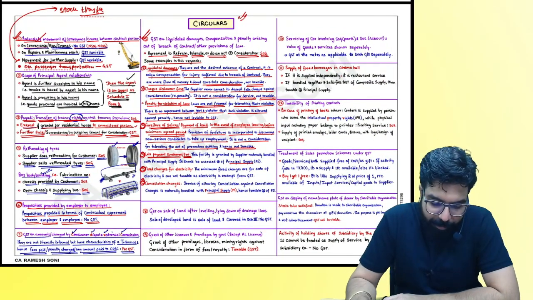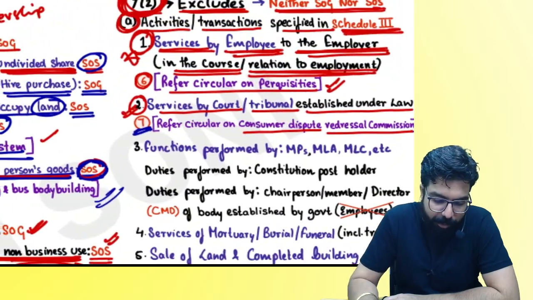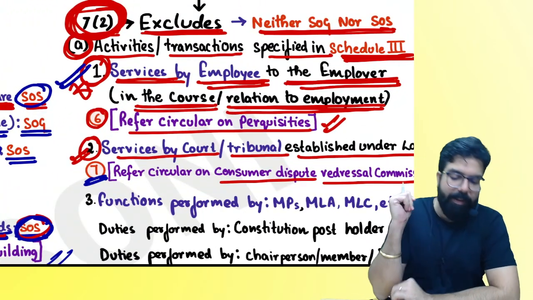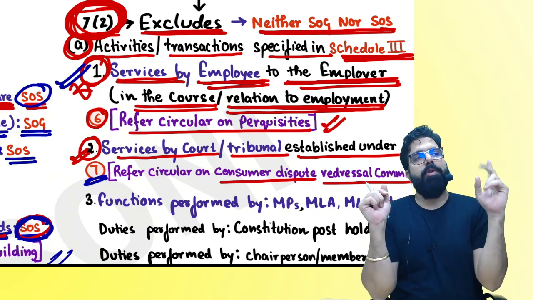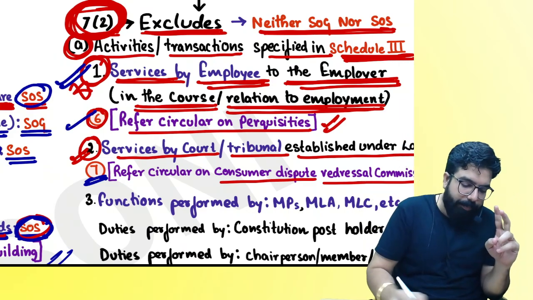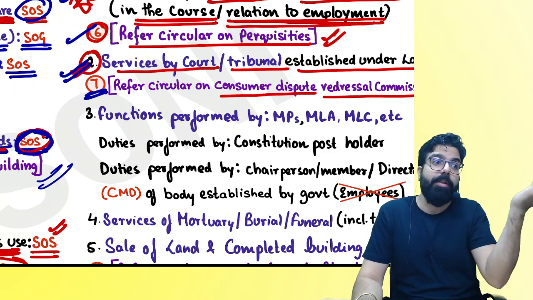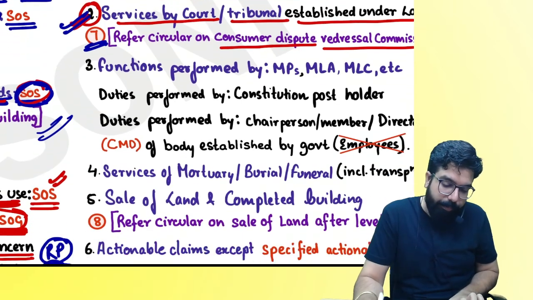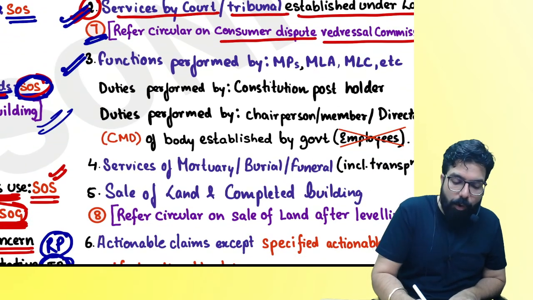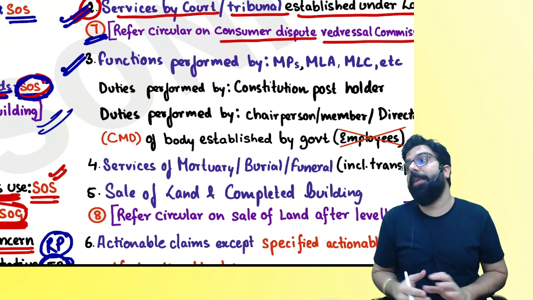People, the first point which I went ahead and asked you was what, everyone? Services by employee to employer, neither supply of goods nor supply of services. Second, services by court or tribunal, neither supply of goods nor supply of services. Next. Now, the third one, I call them government officials' services.